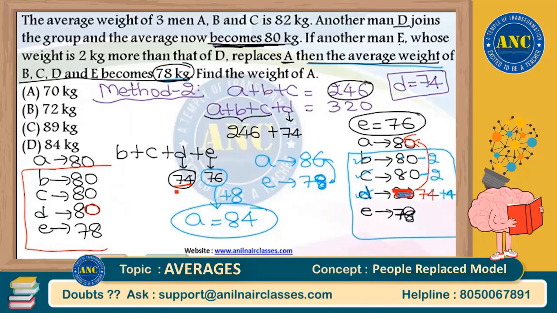First of all, D actual value is 74, which we found out, right? That means 80 is becoming 74. Decrease 6. That 6 increase for A, right? Why to A? Because we are finding the weight of A finally, right?